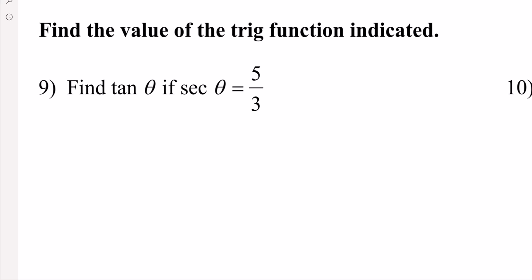Okay, find the value of the trig function indicated. So what they're doing here is they're not giving you information like the above problems where they tell you what the sides are, or they don't give you a shape, a triangle to look at, but they do give you enough information. So first of all, they tell us that we want to find tangent. So think TOA. So opposite over adjacent.